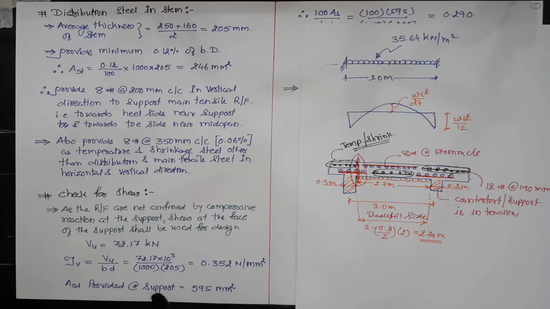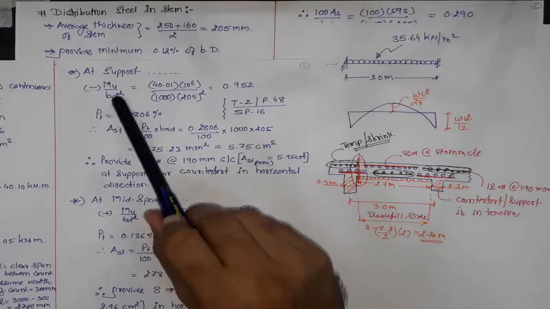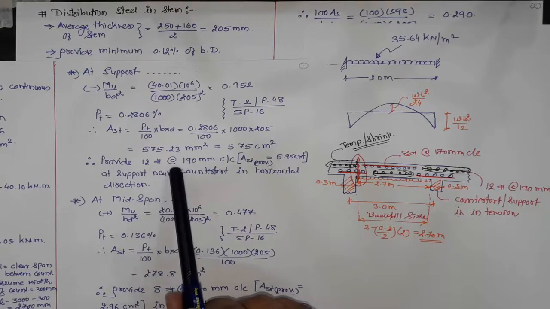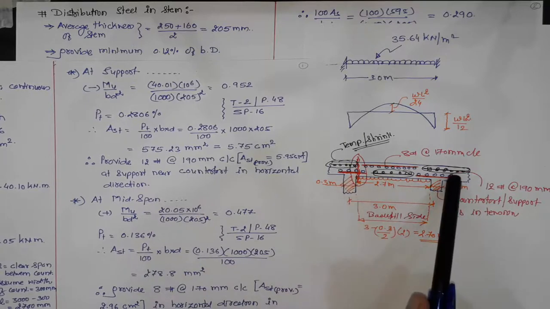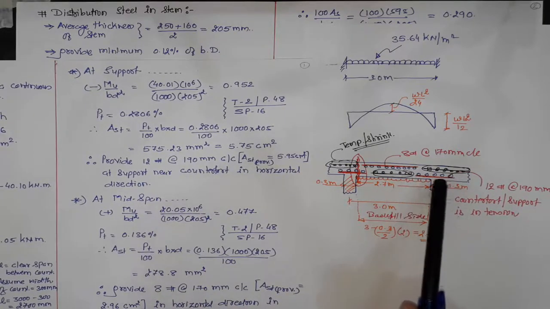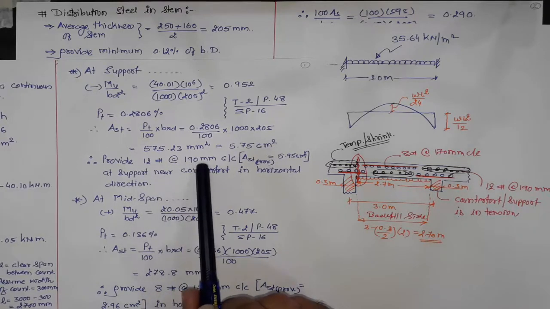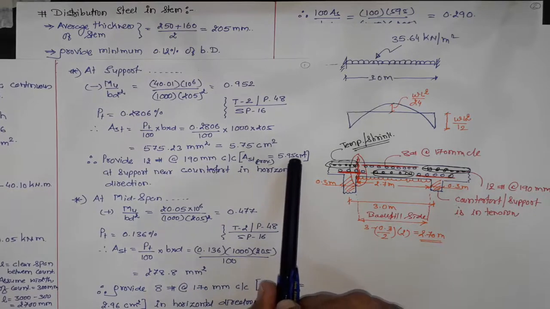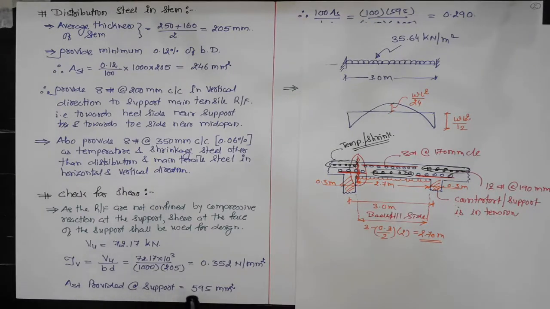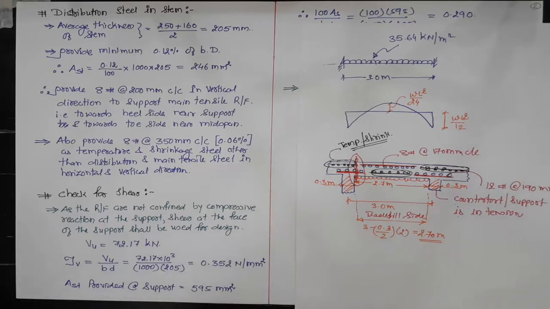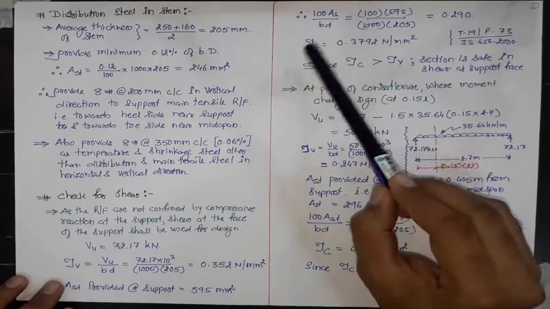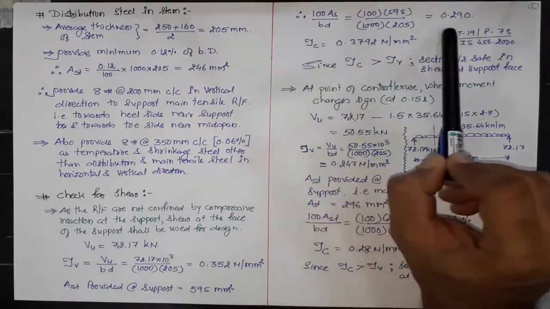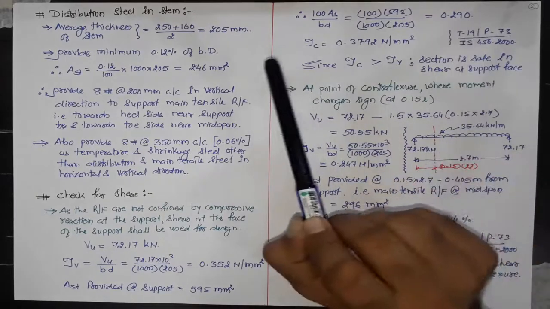Ast provided at support, we have provided near about 595 mm². Let's see that. Ast provided previously is 12 Tor at 190 mm center to center, that is this red color steel at support. Ast provided will be equal to 5.95 cm², that is, Ast provided at support will be 595 mm². Therefore, percentage steel, 100 As upon bd, will be equal to 0.290.